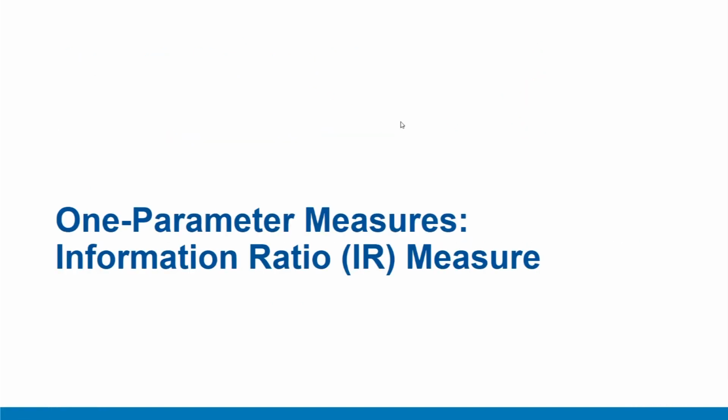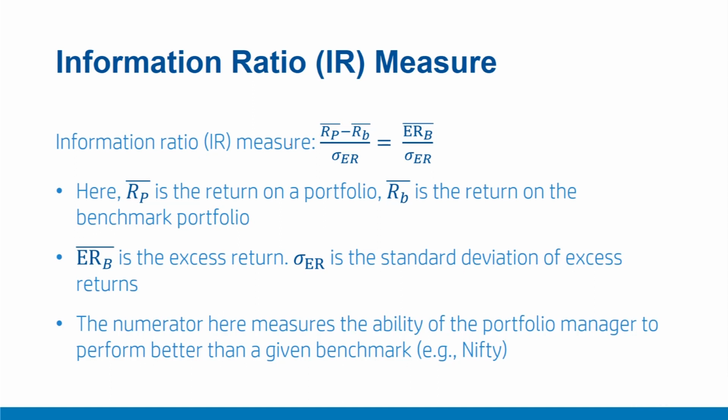In this video, we'll discuss a very important one parameter measure of portfolio performance, that is information ratio measure. Information ratio measure is computed with this formula, RP bar minus RB bar upon sigma ER. Here, RP bar is the return on a portfolio that is under evaluation. RB bar is the return on a benchmark portfolio against which this RP bar is compared. And therefore, RP bar minus RB bar is basically expected excess return on portfolio as compared to the benchmark. Sigma ER is the standard deviation of excess returns.